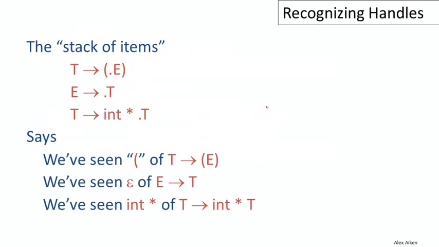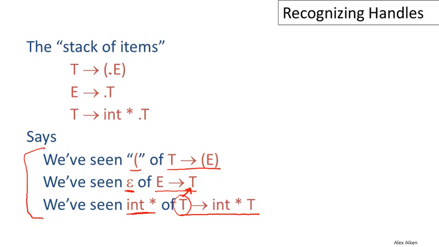And now we can record all of this with the stack of items. T goes to open paren dot e, e goes to dot t, and t goes to int star dot t. Okay, and it just records what we said on the previous slide, that so far we've seen the open paren of this production, we've seen nothing yet of the right-hand side of this production, and we've seen int star so far of this production.